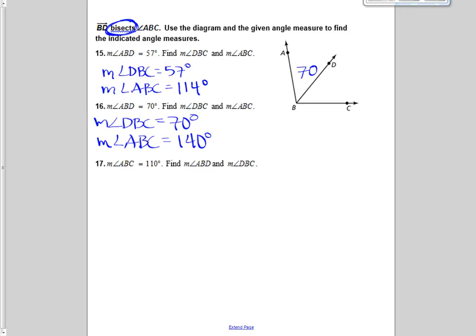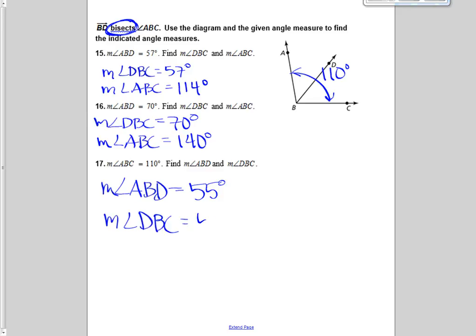And they get a little tricky on the last one. And they say this whole thing is 110 degrees. So what's ABD? 55. But all of that is predicated by the fact that it's a bisector. So that's the only reason we know that is because it specifically says bisects.